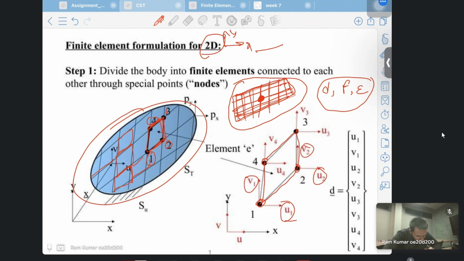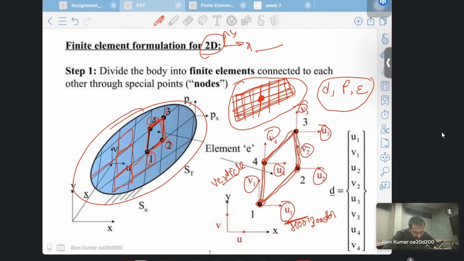So this is the horizontal displacement, and this is vertical. Okay. So for node 1, u1, v1, node 2, u2, v2, node 3, u3, v3, node 4, u4, v4. So this is our one element.